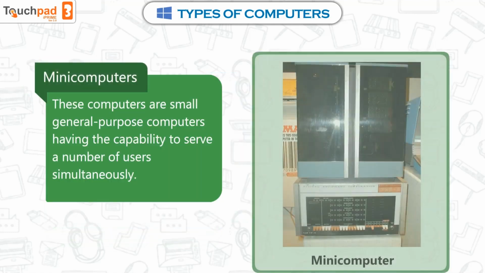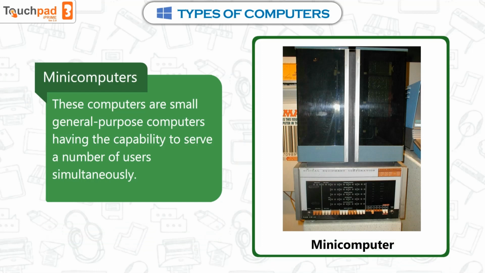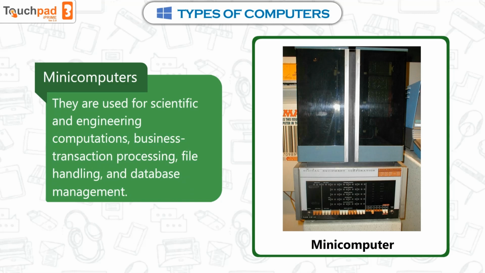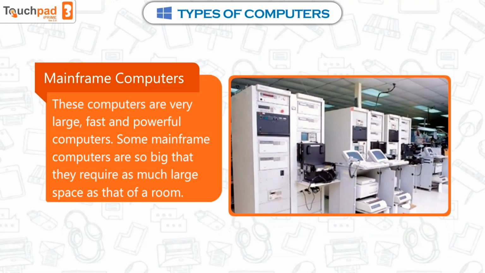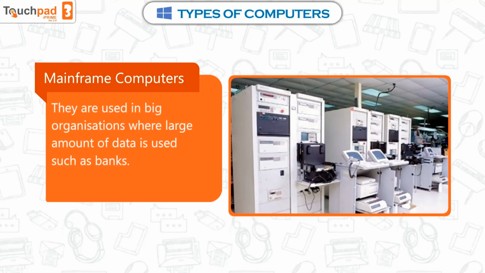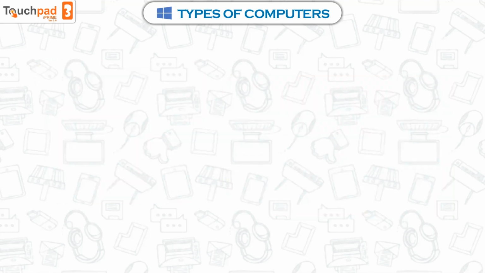Minicomputers. These computers are small general-purpose computers having the capability to serve a number of users simultaneously. They are used for scientific and engineering computations, business transaction processing, file handling, and database management. Mainframe computers. These computers are very large, fast, and powerful computers. Some mainframe computers are so big that they require as much space as a room. They are used in big organizations where a large amount of data is used, such as banks.